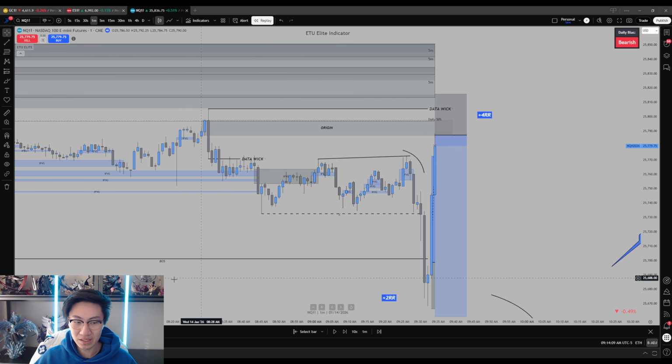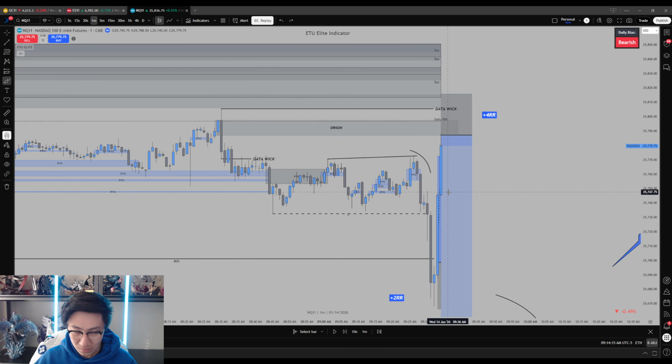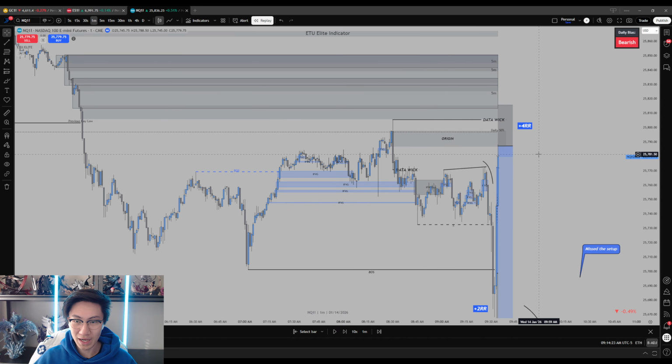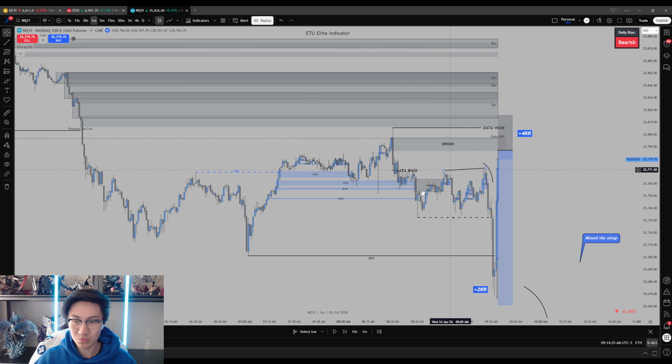Now, once I TP'd here at this high, I set a limit order at this data wick. And so once I set the limit order at this PY here, I covered the data wick. Why? I'm covering the data wick because we might actually sweep it.